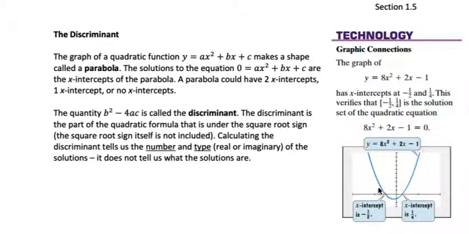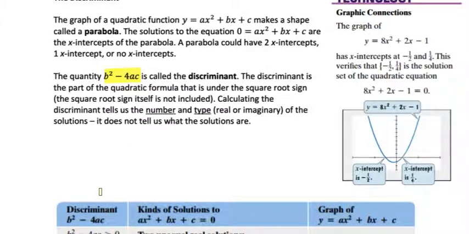So when we calculate the quantity b squared minus 4ac, this is called the discriminant, and it should look familiar to you because it's the part of the quadratic formula that is under the square root sign. We don't include the square root sign itself. And this is not a solution method because it doesn't tell us what the solutions are. It just tells us some information about the solutions.